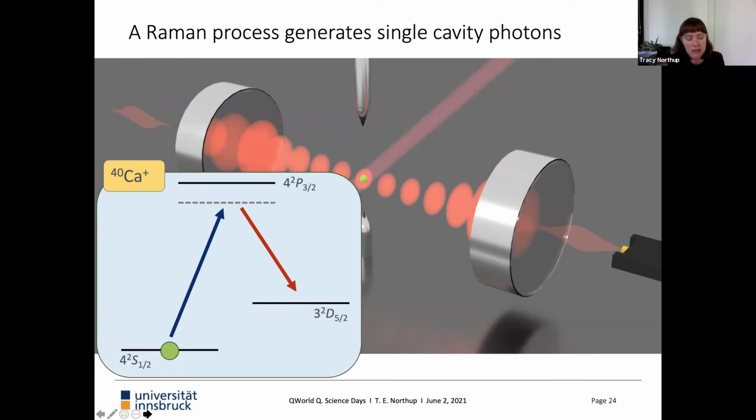You can think of it as a ground state. So it has a lifetime of about a second in this system. And this system is calcium, calcium 40. And hopefully I'll tell you in the next few slides about some reasons why it can be particularly suited for these experiments.